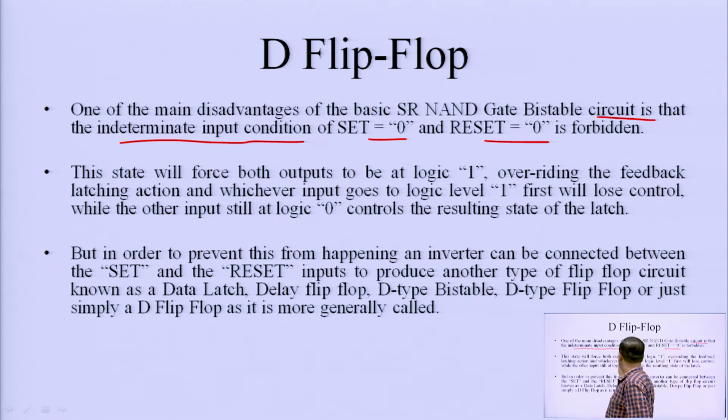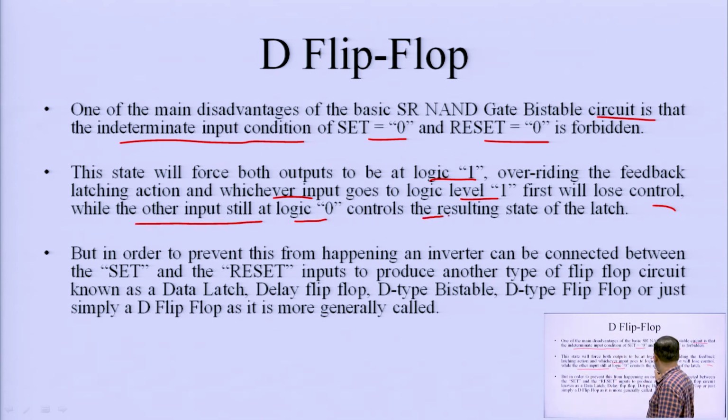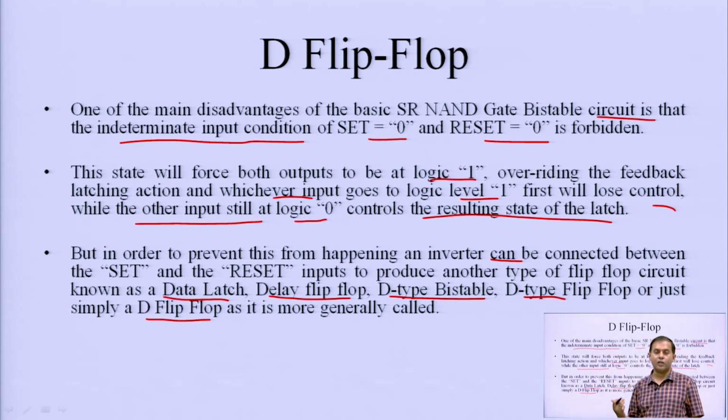The state will force both the outputs to be logic 1, overriding the feedback latching action, and whichever input goes to logic level 1 first will lose control, while the other input signal still at logic 0 controls the resulting state of the latch. But in order to prevent this from happening, an inverter can be connected between the set and reset. Now, we are connecting an inverter, a NOT gate, in between the set and reset. So, this will produce another type of flip flop, known as a data latch, delay flip flop, D type bistable, D type flip flop, or just the D flip flop. These are the various names of the D flip flop.